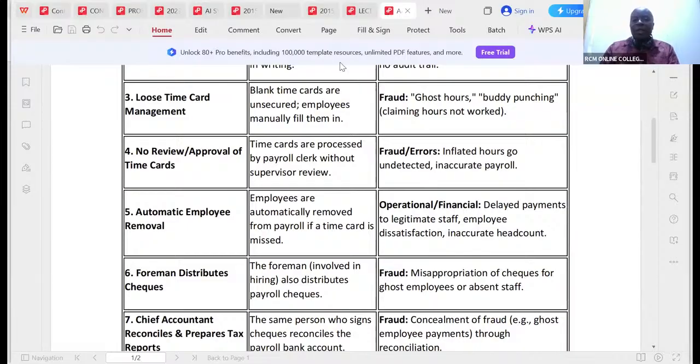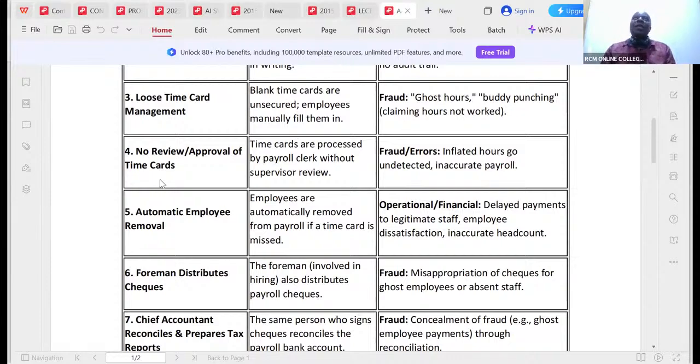Inaccurate payroll. Let me just check the charts here. Yeah, you're right. We shall overcome. We shall overcome. Yes, yes. Great.